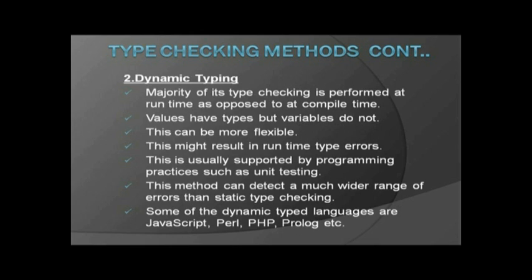Development in dynamically typed languages is often supported by programming practices such as unit testing. This method can detect a much wider range of errors than static type checking. Dynamic typed languages include JavaScript, Perl, PHP, Prolog, and etc.